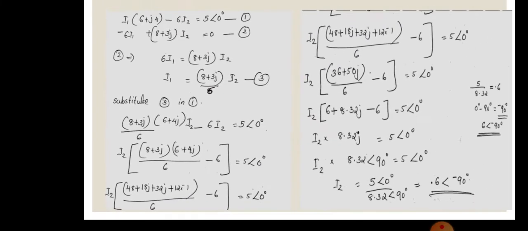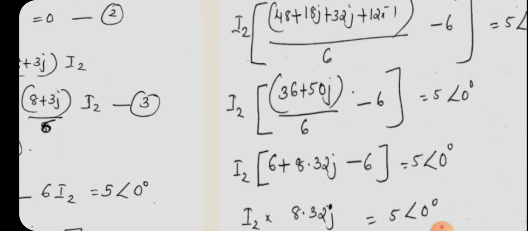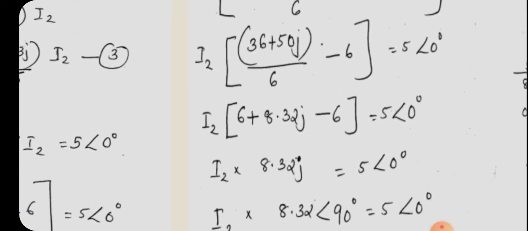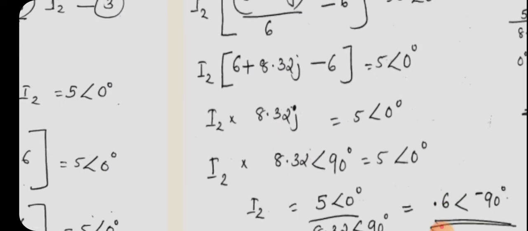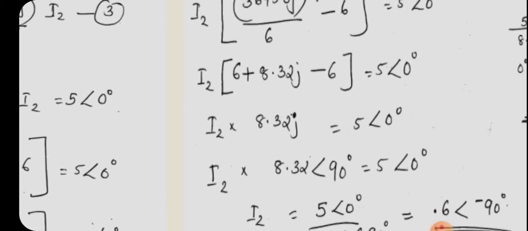So you will get I2 into (36 plus 50j) divided by 6 minus 6 equal to 5 angle 0. Again you can divide the terms by 6. So you will get 6 plus 8.32j minus 6 equal to 5 angle 0. So finally you got I2 into 8.32j equal to 5 angle 0. Here one is in the rectangular form and the other is in the polar form. First of all, you have to convert both to the same representation.